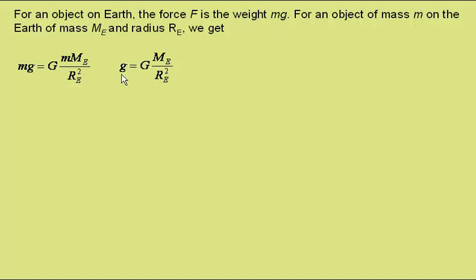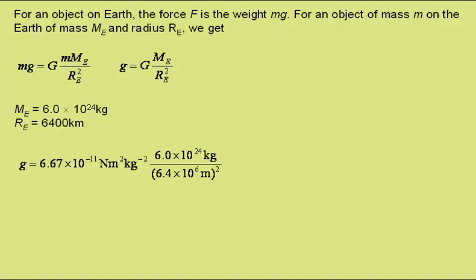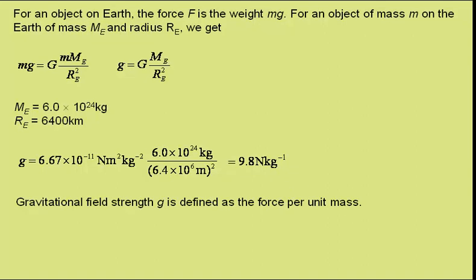The gravitational field strength, little g, is equal to the universal gravitational constant given by capital G multiplied by the mass of the Earth divided by the radius of the Earth squared. If the mass of the Earth is around 6 times 10 to the 24 kilograms, and the radius of the Earth around 6,400 kilometers, we get this. And this gives a value for the Earth's gravitational field strength of 9.8 newtons per kilogram. Gravitational field strength g is defined as the force per unit mass.